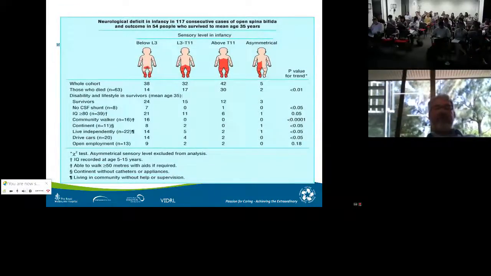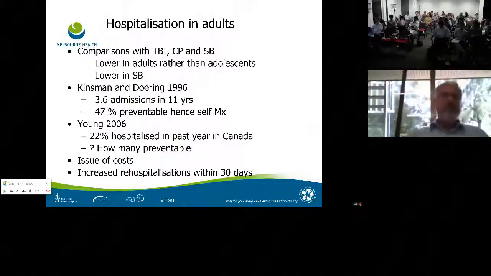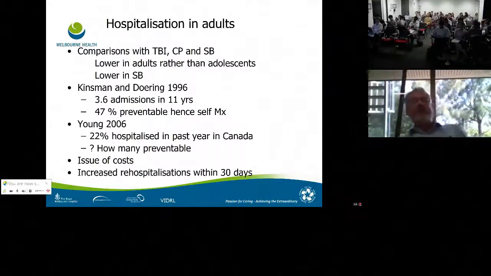As you can see, above L3, only two of that cohort of survivors were able to live independently, whereas 14 of the 24 with much lower levels were. And in terms of driving cars and open employment, you can see the differences there as well. They need to go into hospital, and quite frequently they need to go in.